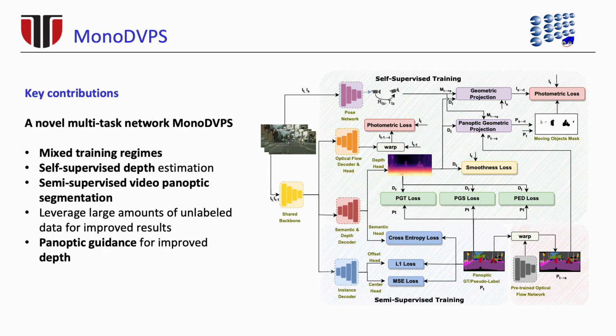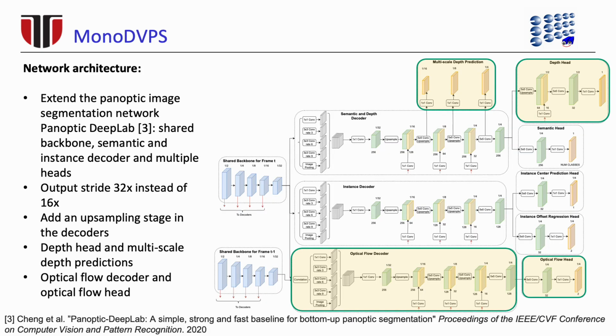In this work, we aim to reduce the ground truth dependency and introduce MonoDVPS, a multitask network with mixed training regimes. Depth estimation is trained in a self-supervised manner without labels, while video panoptic segmentation is trained semi-supervised on panoptic labels and pseudo-labels. In the complex multitask training setting, we aim to improve the performance of all subtasks, use large amounts of unlabeled data, and introduce panoptic guidance for improved depth performance.